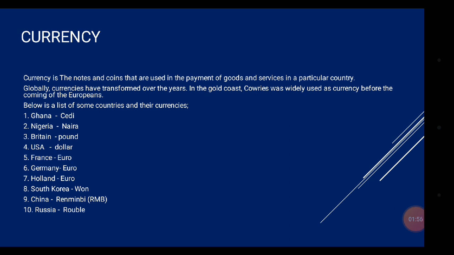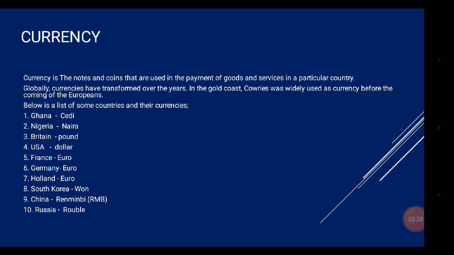Currency is the notes and coins that are used in the payment of goods and services in a particular country. And the key word here is particular, in a particular country. So it means that currency differs from one country to the other. But money could be anything. When we come to money, you'll understand. Currency is the notes and coins that are used in the payment of goods and services in a particular country.